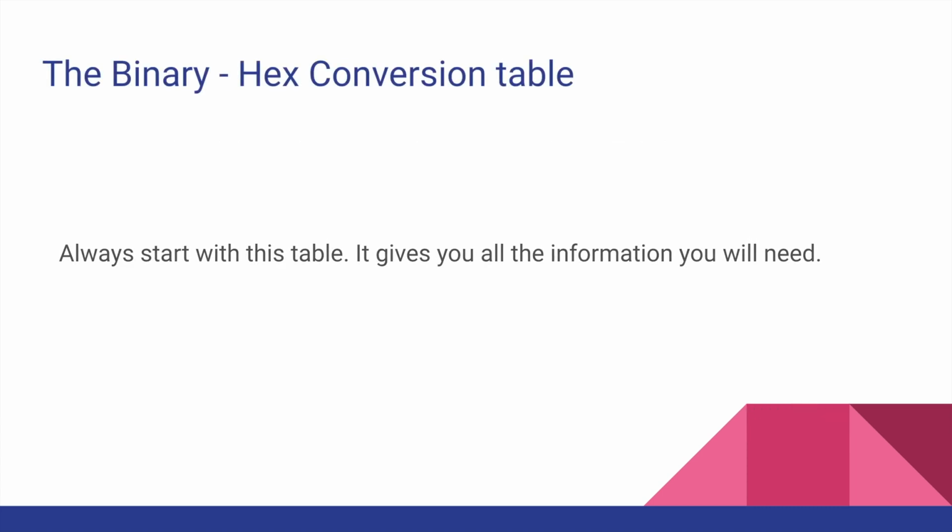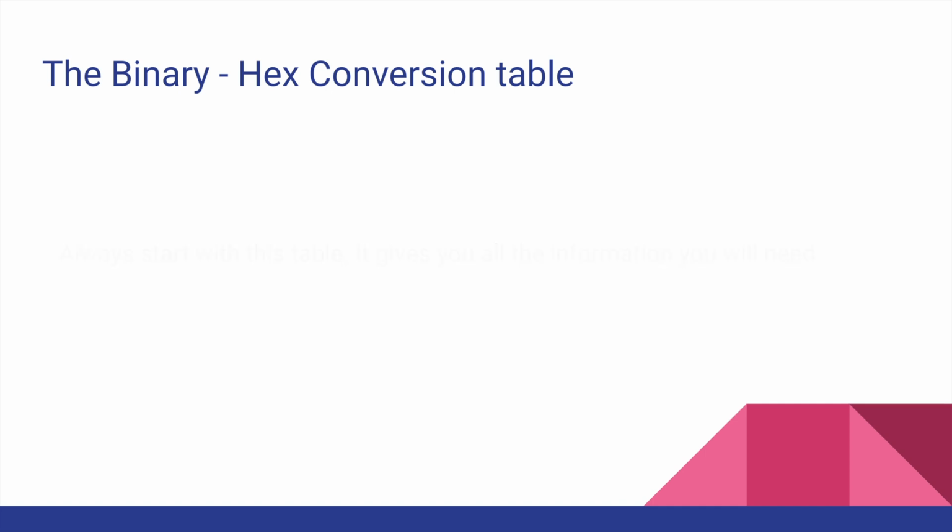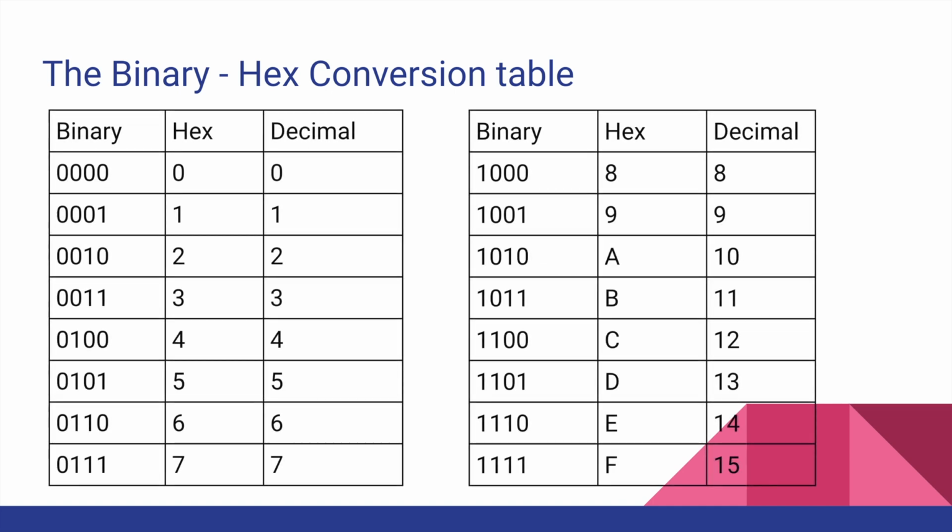Now, when you're working on your binary to hexadecimal conversions, you always start with this table. The binary equivalent of 0 is 0000, and then count up individually: 0000, 0001, 0010, 0011, 0100, and so on. Notice that those leading zeros are always included. And you'll see so far, at 0 through 7, nothing changes.